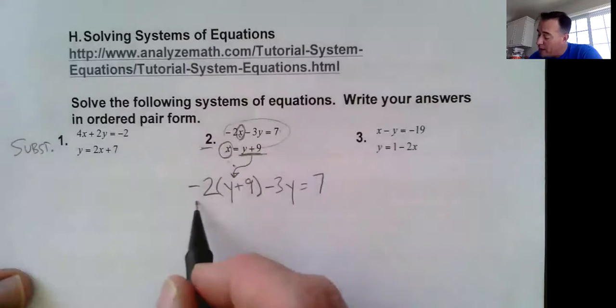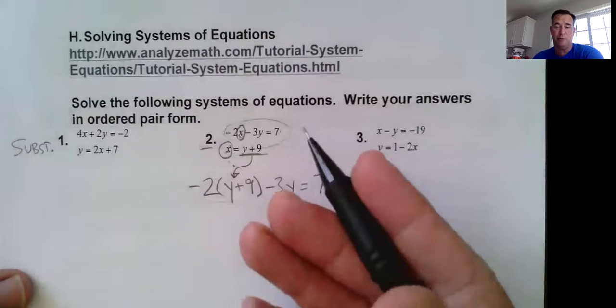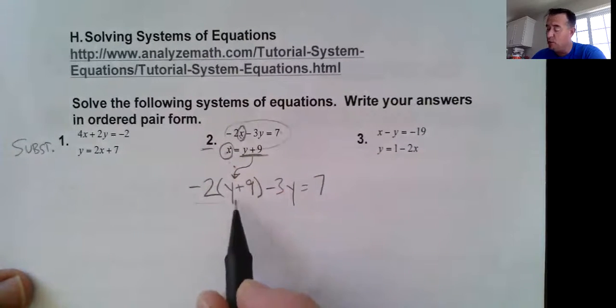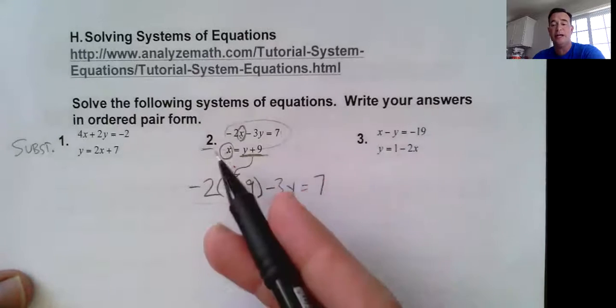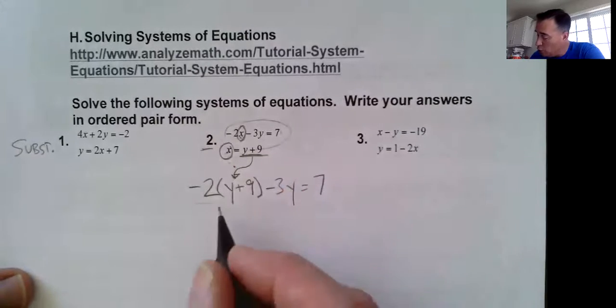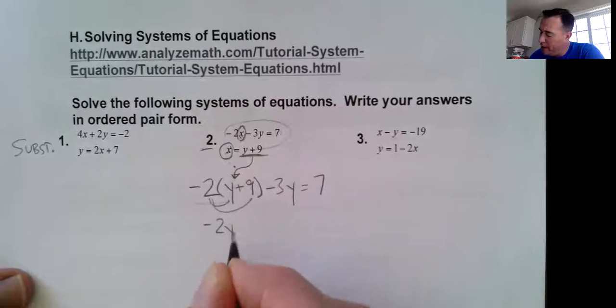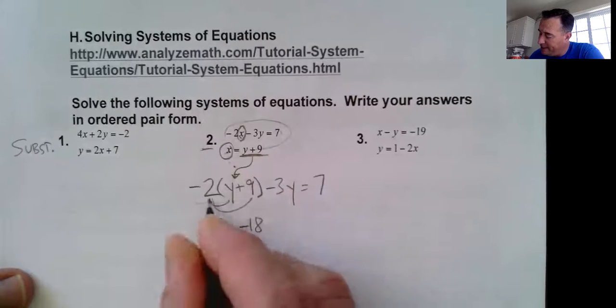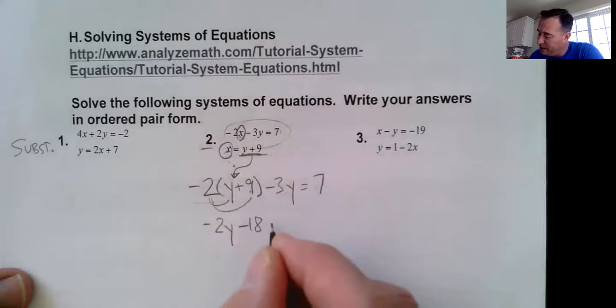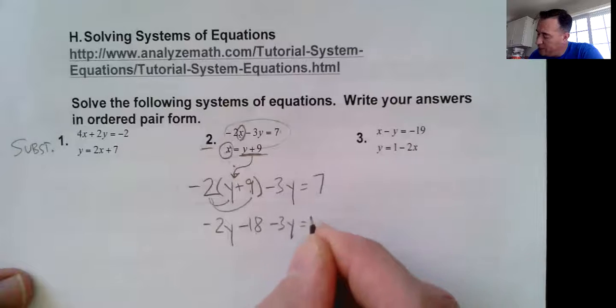Now, what we have is an equation that has just one variable. So when we solve this, we can get the answer for what y is equal to in the system. So let's go about doing that. You distribute that -2 and you get -2y minus 18, because -2 times +9 is -18, minus 3y equals 7.